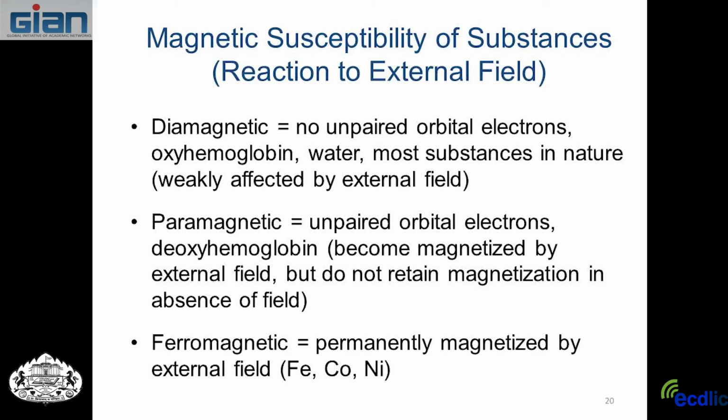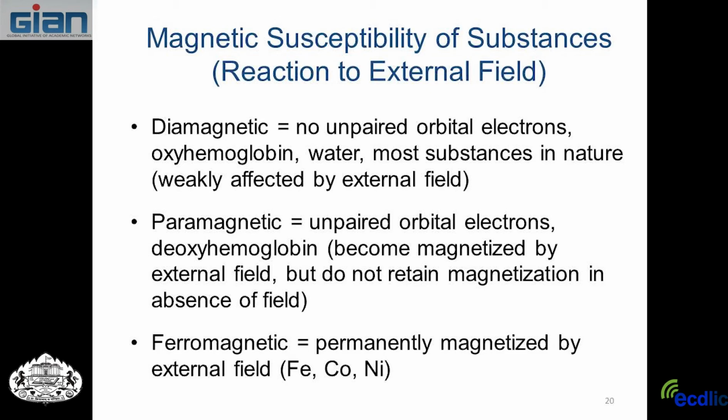Then we have paramagnetic, which means they have unpaired orbital electrons. So they become magnetized by an external field, but they don't retain this magnetism in the absence of a field. This would be like our hydrogen atom that we were talking about. If you put it in a field, it'll point to a certain direction because it has an unpaired electron.